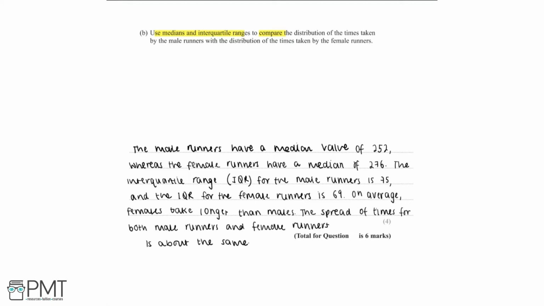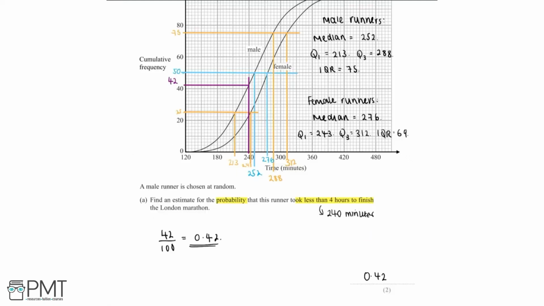Now this question is worth 6 marks in total, so let's take a look at where these marks are allocated. In part A, we get the first mark for using the graph at the point where the time is equal to 240 minutes, in order to find the cumulative frequency at this point. Now the second mark is for finding the estimate for the probability that the runner took less than 4 hours to finish the London Marathon by doing 42 divided by 100 and for getting a final answer of 0.42.